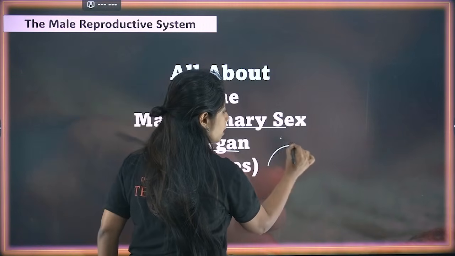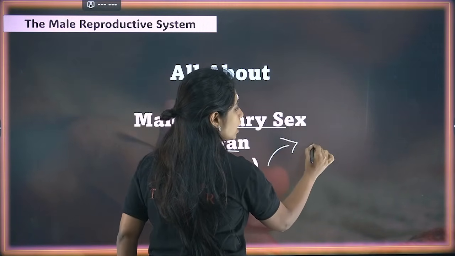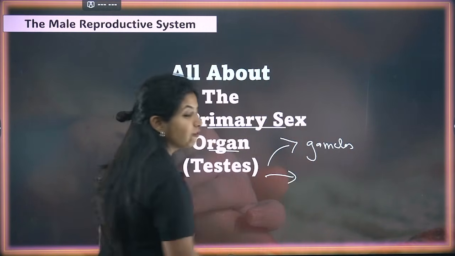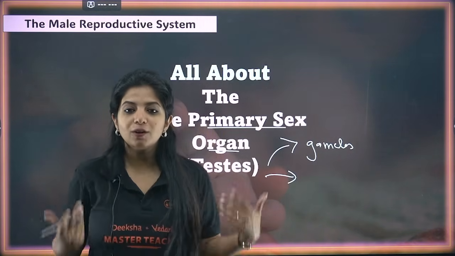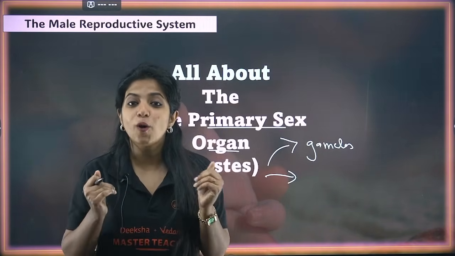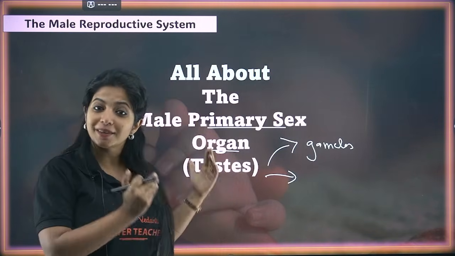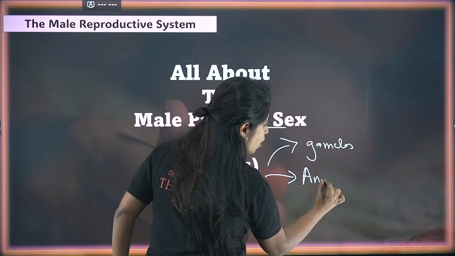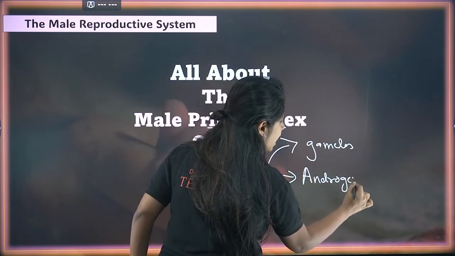So why is it known as the primary sex organ? Because it helps with the formation of gametes, which are sperms in this case. Apart from that, the gametes cannot just come like that. They need certain hormones, and these hormones in the case of males are known as the male sex hormones, or you popularly call them androgens.